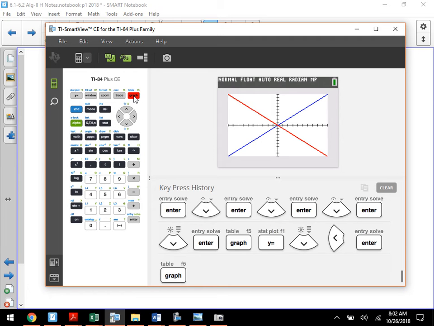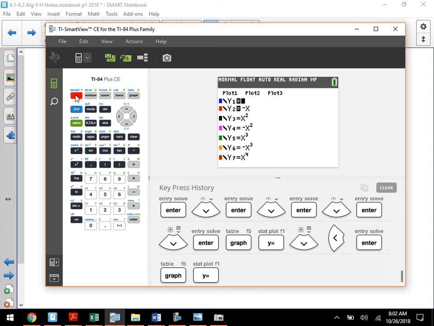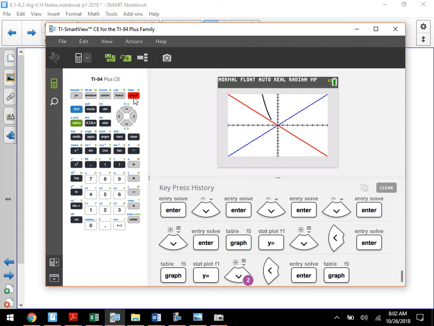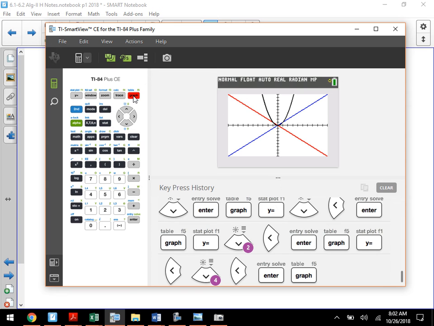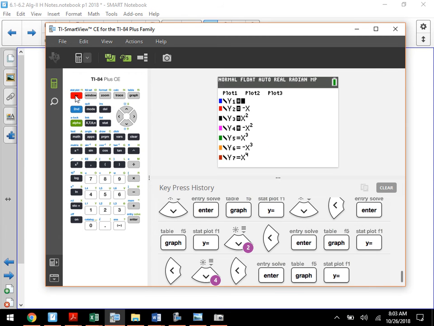All right. What did x squared do? It went down and up. Okay, so it went up, up. What did the negative x squared do? It went down. Okay.